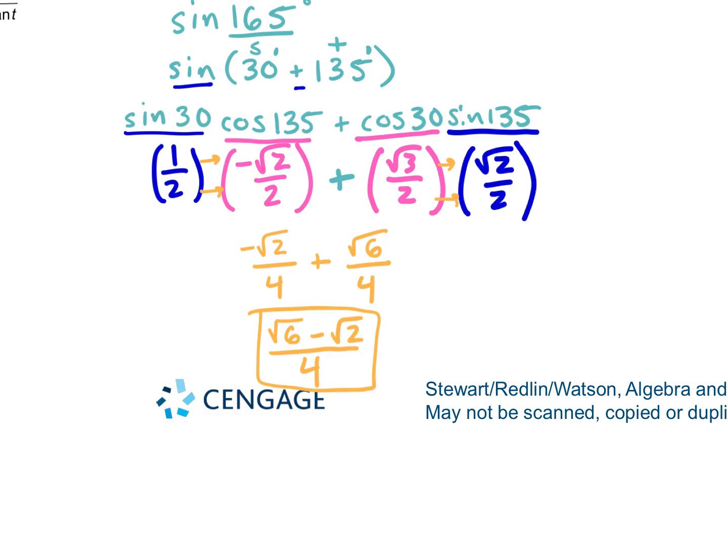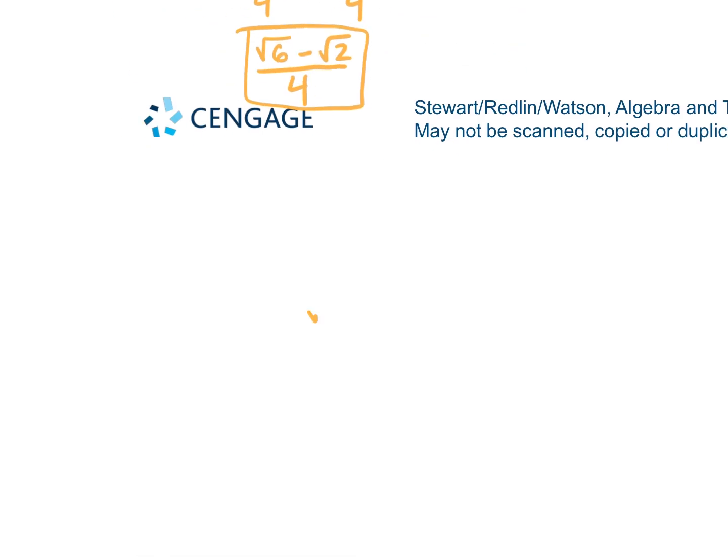Wait, why can't you? Because they don't have the same number underneath. You'd only be able to add them if you had like square root 3 plus square root 3. If they were the same, this would be 2 square root 3. Yeah, they have to have the same number underneath.